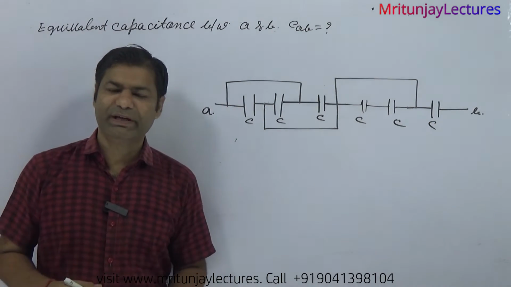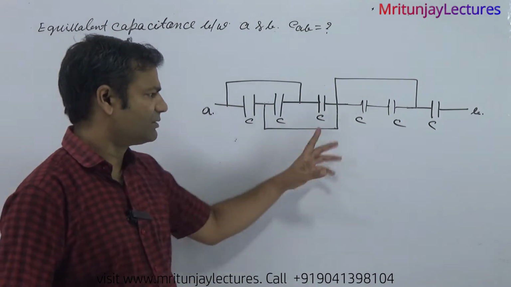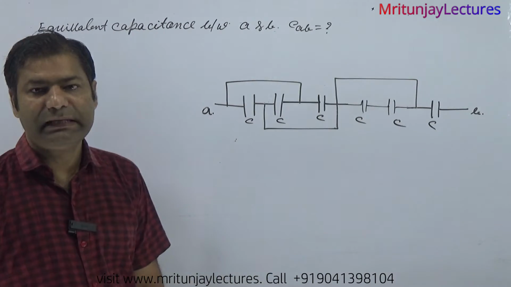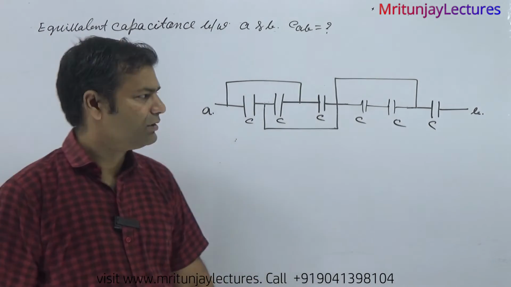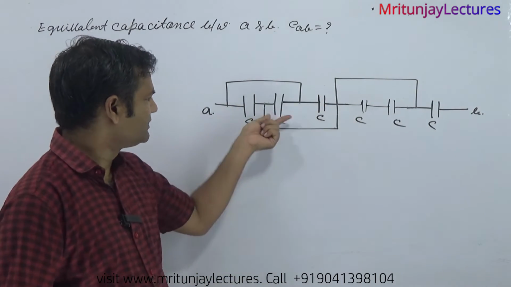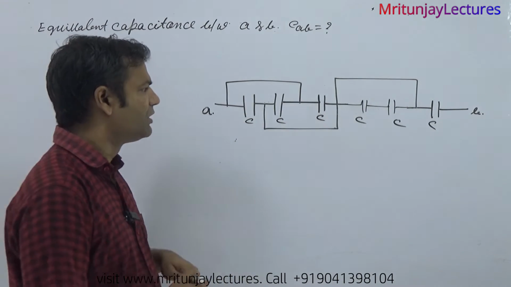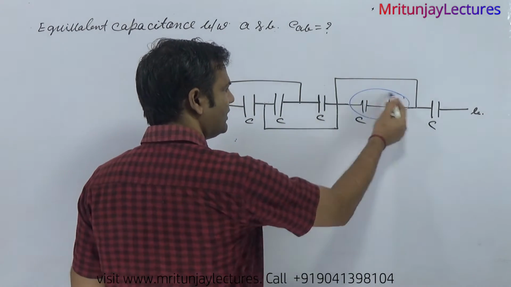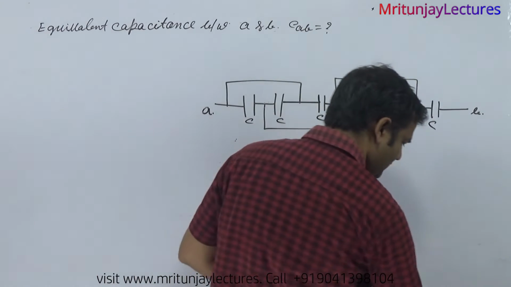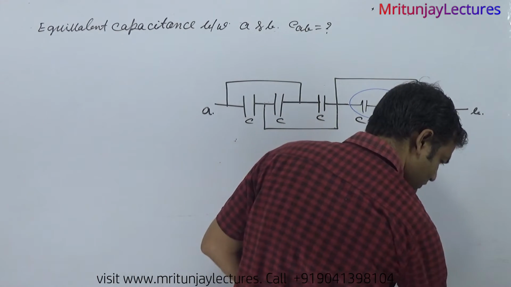Now, determine the equivalent capacitance between A and B. So how can we determine it? First of all, check for series and parallel. If you check here, this one does not easily look like series or parallel, but this one looks like series. So first of all, redraw the circuit.